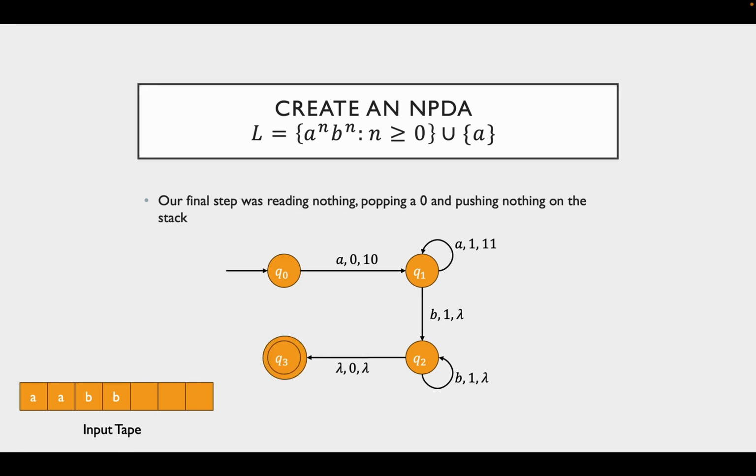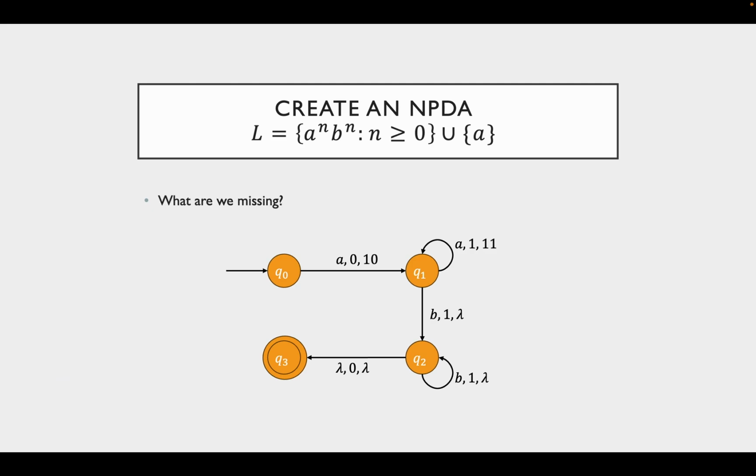Our final step was reading nothing, that is consuming the whole input tape, and then we pop a 0 off the stack and we push nothing back to the stack. This indicates to us that we've consumed our entire input string, and we see the stack start symbol. That is, we don't have anything left to look at on the stack. So we've counted all the A's, and we have exactly the number of A's and B's, and we're done.